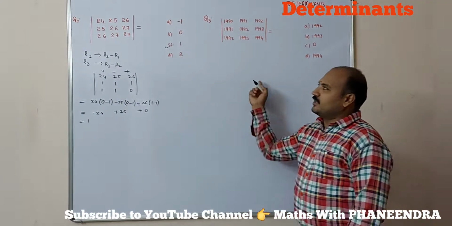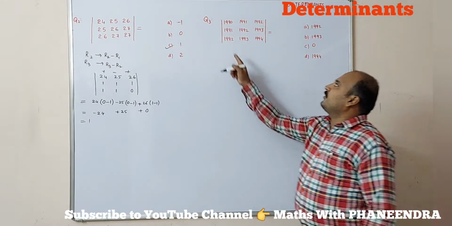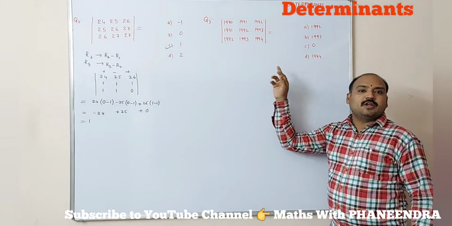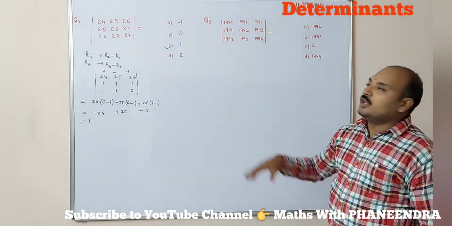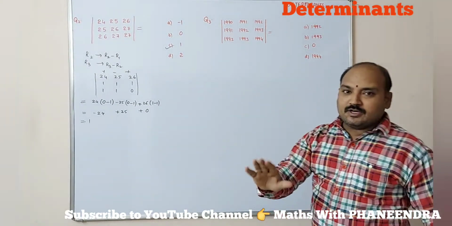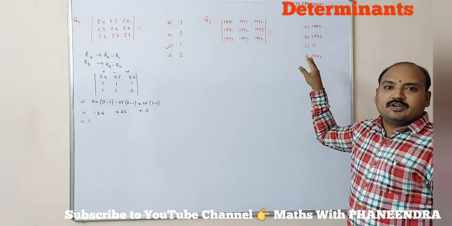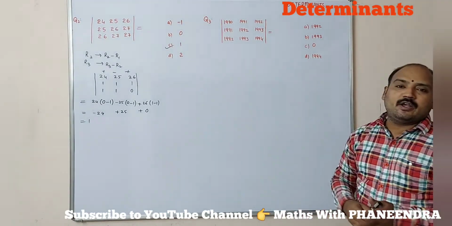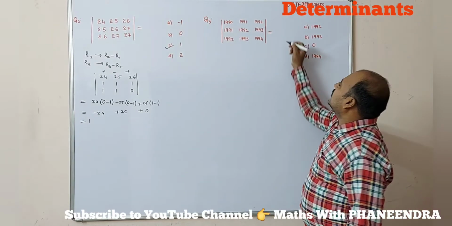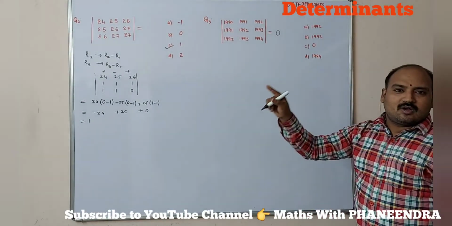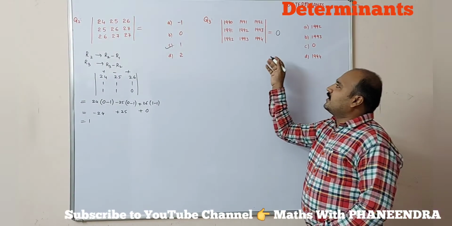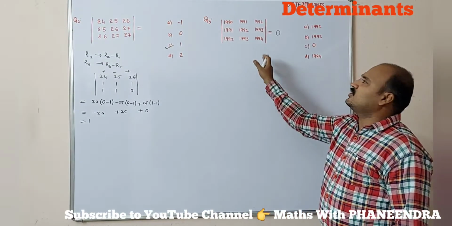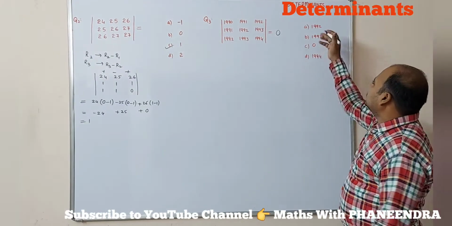And come to the next question, dear students. Question number 3: determinant of the matrix with first row 1990, 1991, 1992, and second row 1991 to 1993, increasing by 1, then 1992, 1993, 1994. So directly we can say that the answer is 0. Why? Because all the rows are increasing by 1. Generally in a situation like this you can put 0 directly, because it is an MCQ.